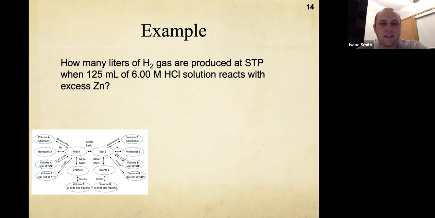Go ahead and try this one. This one, I believe, you will use the stoichiometry map, like we normally see. How many liters of hydrogen gas are produced at STP when 125 mL of a 6 molar hydrochloric acid solution reacts with excess zinc?